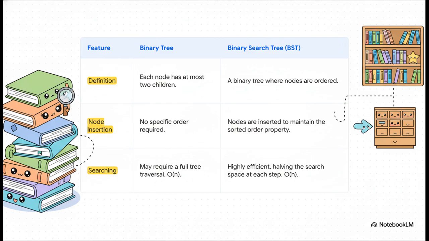A regular binary tree, it's just a hierarchy. You might have to check every single node to find what you're looking for. It's like digging through an unsorted pile of books. But a binary search tree, now that is an intelligent structure. Searching a BST is like using the library's catalog. It guides you exactly where you need to go, fast.